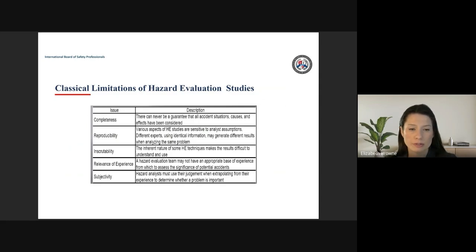Again, we mentioned with inscrutability that these situations can be highly subjective as well. Hazard analysts must use their judgment, which is based on their past knowledge, training, experience, to determine whether a problem is important and to measure that level of risk. This is why, again, it's important to use a team where one person may see a situation as not as important, another person might have valuable insight and experience to share with the team on why it is or should be a high level risk.